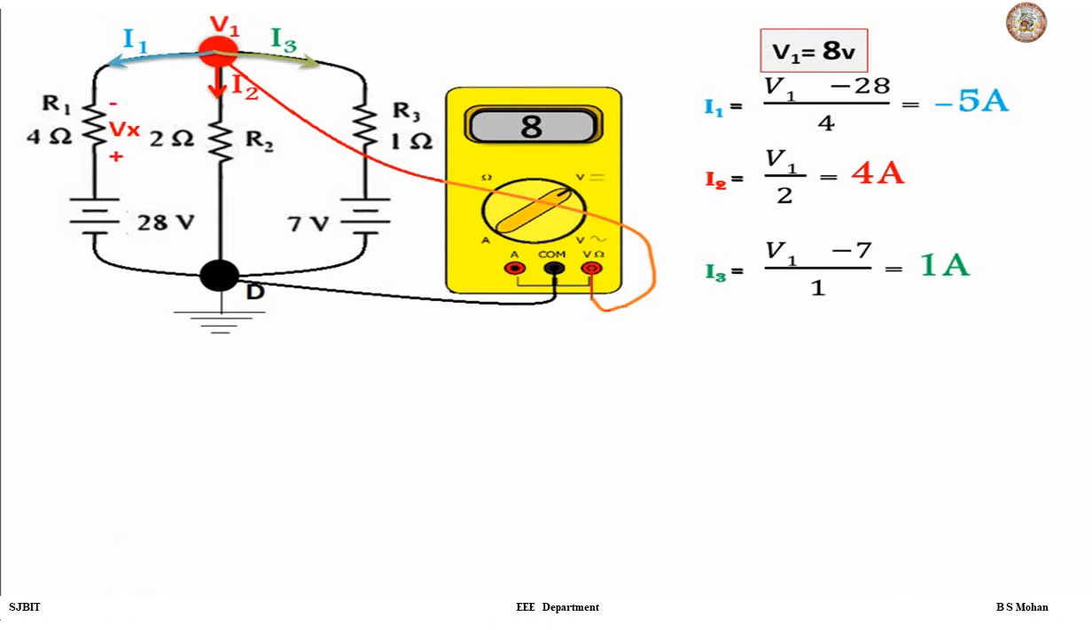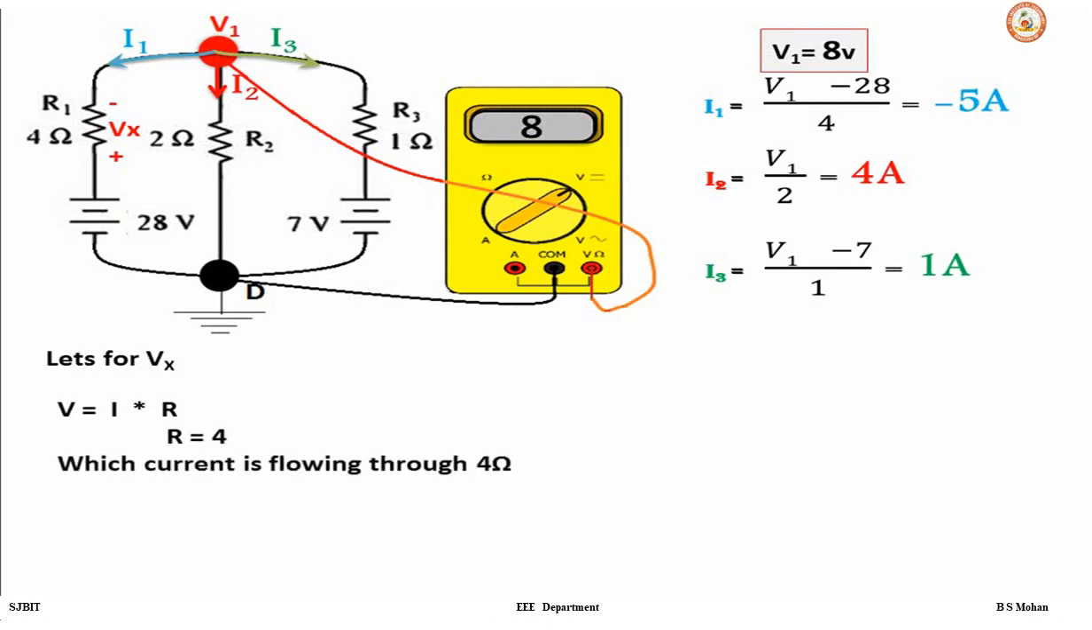So let's solve for Vx. Vx is voltage across 4 ohm. So by Ohm's law we know V is equal to I into R. So R is 4. How do we find the current, or which current is flowing through 4 ohm? It is I1. That's correct. But can you observe I1 hits which polarity of Vx first? It hits negative polarity. You can observe I1 hits negative polarity of Vx first.